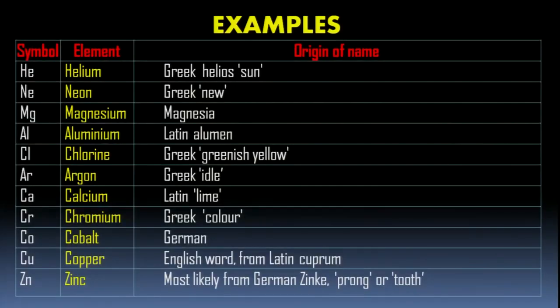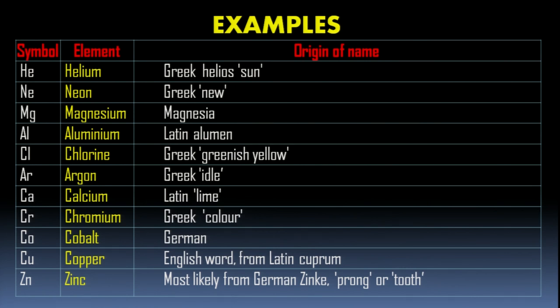Then comes chlorine. Chlorine, Greek word, greenish yellow. We denote it by Cl. Argon, in Greek, idle. Why do we call it idle? Because they are the least active elements. These are noble gases or inert gases. So, argon, Ar. Calcium, a Latin word for lime. That is Ca. In Greek, color is chromium, Cr.